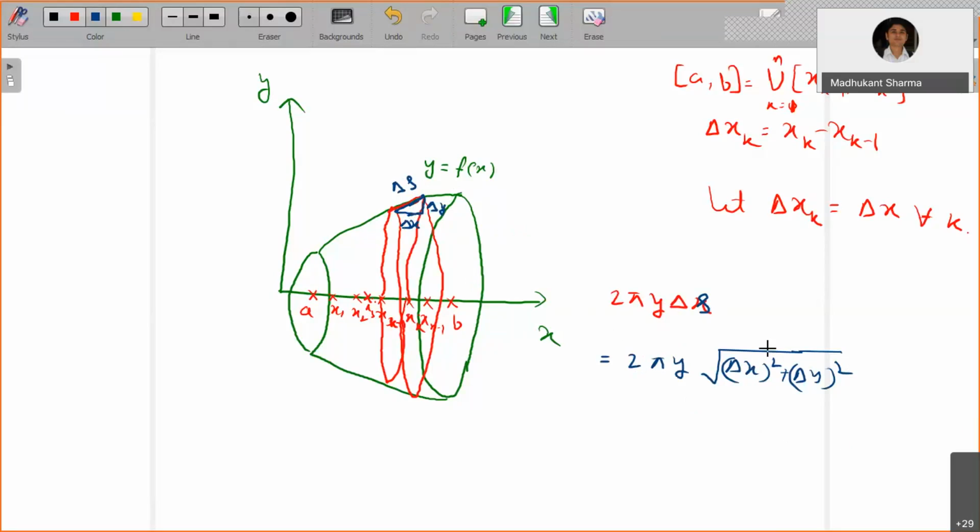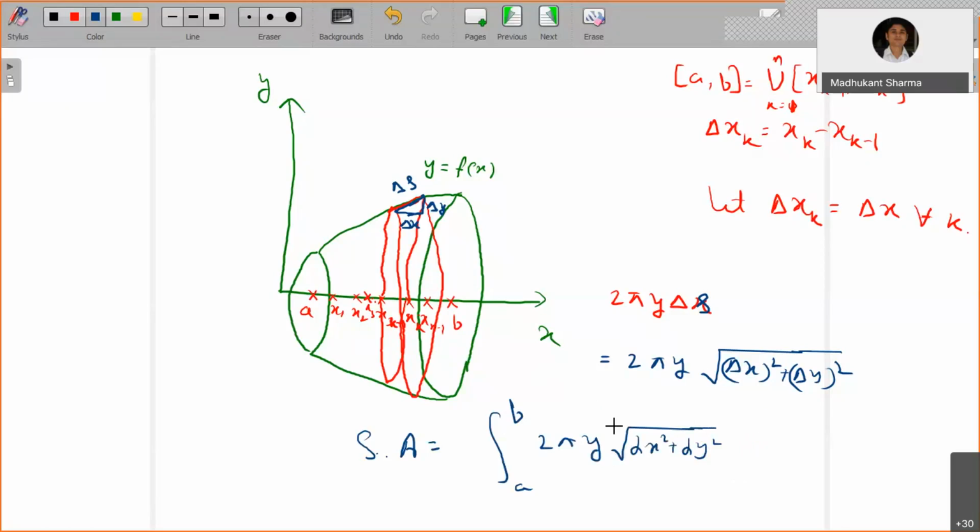Now this delta x and delta y you can replace by dx and dy, since this is a discrete one. If we apply the limit, it will give you the surface area, which is the integration from a to b of 2 pi y square root of dx square plus dy square.